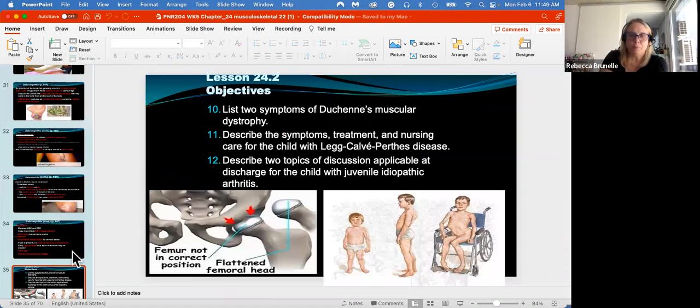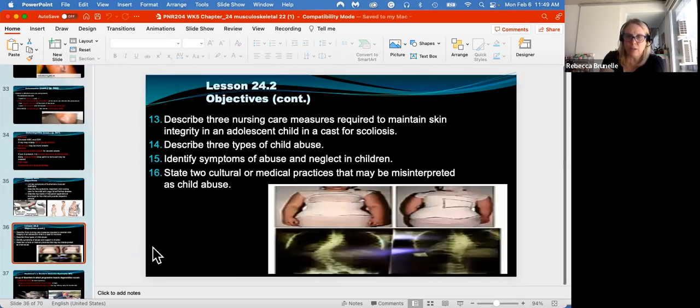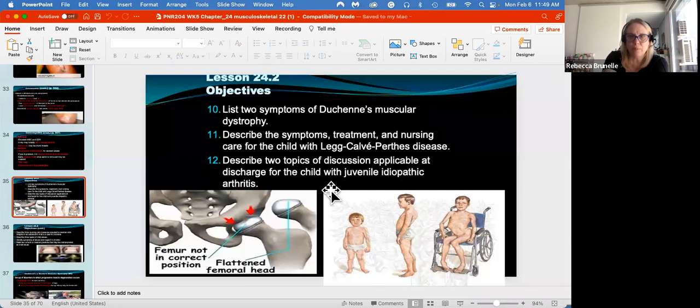So there are other musculoskeletal problems that kids are actually born with. The most common is going to be Duchenne's muscular dystrophy. So Duchenne's is a congenital genetic problem where they're not necessarily born right away, or they're born, they can look normal, but then they're not walking or they're clumsy, and then you ultimately diagnose them with muscular dystrophy.